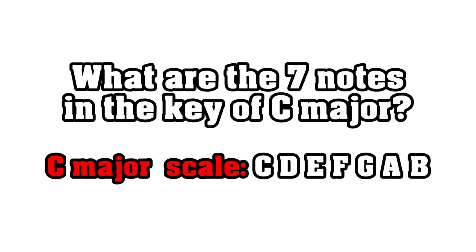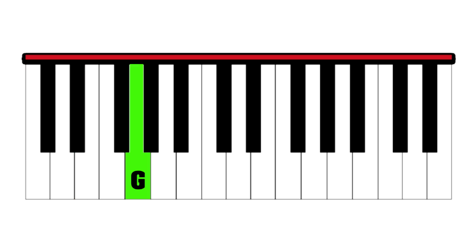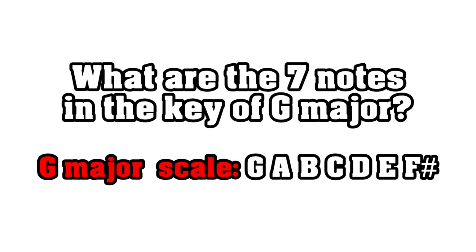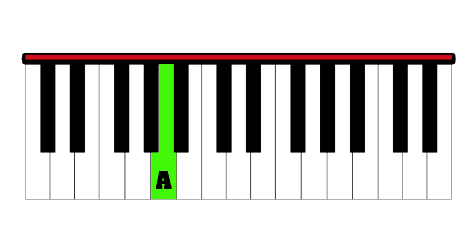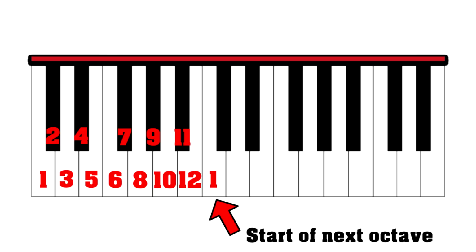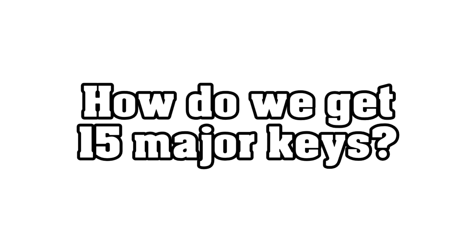For example, the 7 unique notes that are found in the key of C major are determined by looking at the C major scale. The 7 unique notes that are found in the key of G major are determined by looking at the 7 notes of the G major scale. And so on. Now, because there are 12 possible notes for which you could start on, there are 12 possible major scales. And by extension, that means that there are 12 possible major keys. So where do we get this 15 major key thing from?